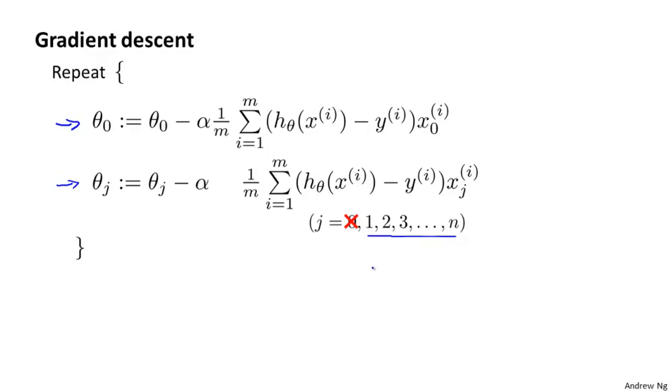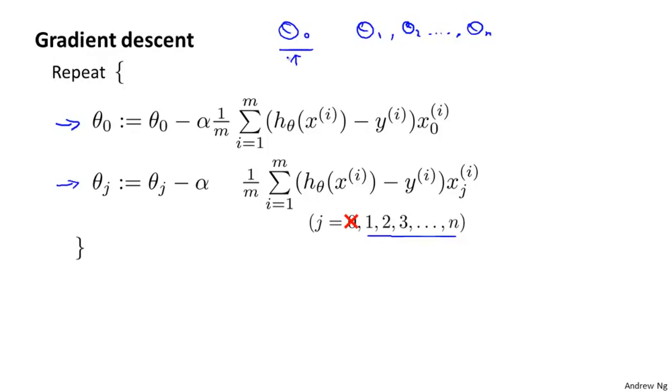I haven't changed anything yet, right? This is just writing the update for theta 0 separately from the updates for theta 1, theta 2, theta 3, up to theta n. And the reason I want to do this is you may remember that for our regularized linear regression, we penalize the parameters theta 1, theta 2, and so on up to theta n, but we don't penalize theta 0.